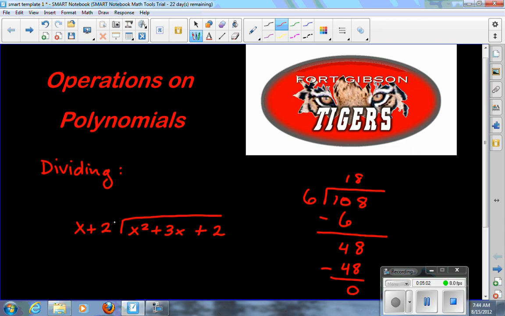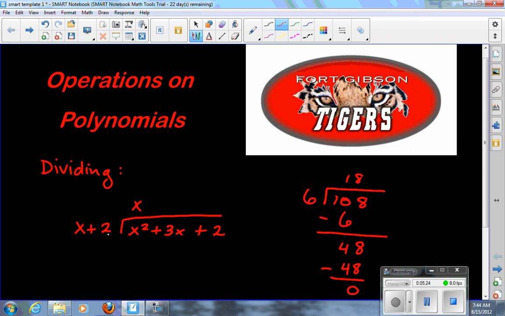First goes into first. How many times does x go into x squared? Well, over here when you said how many times does 6 go into 10, you're looking for what you would multiply 6 by to get close to 10. So here, what would you multiply x by to get close to x squared? Well, you can multiply by x and get x squared. So x goes into x squared x times.